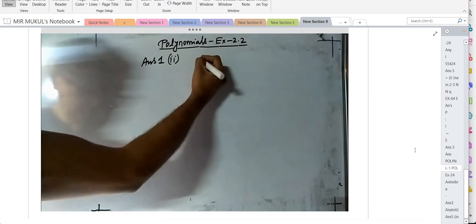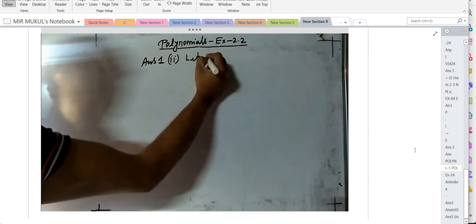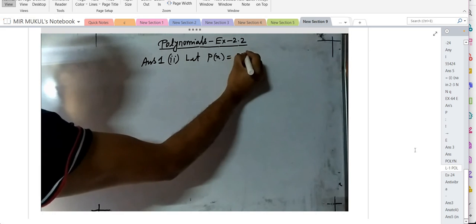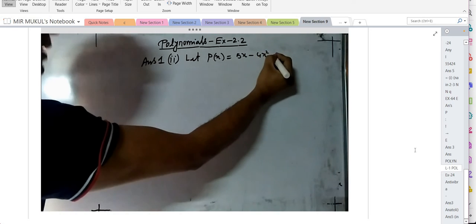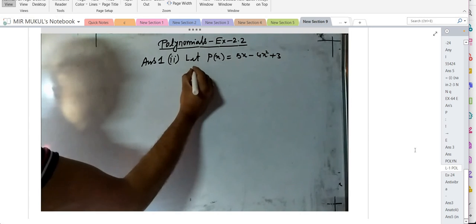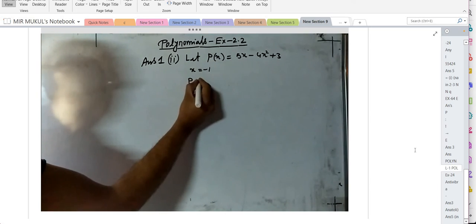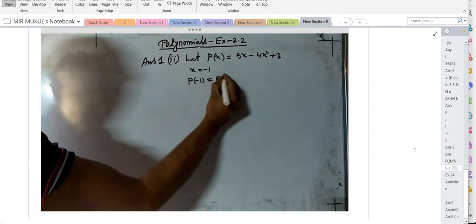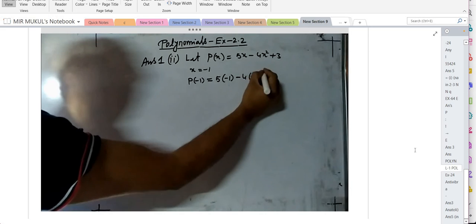Here p(x) is given as 5x minus 4x square plus 3. So we'll consider p(x) equals 5x minus 4x square plus 3. Now at x equals minus 1, we have to find the value of p(x). So it will be p(minus 1). That means the value of x is minus 1. If we put minus 1 here, then we'll get 5 into minus 1 minus 4 into minus 1 square plus 3.